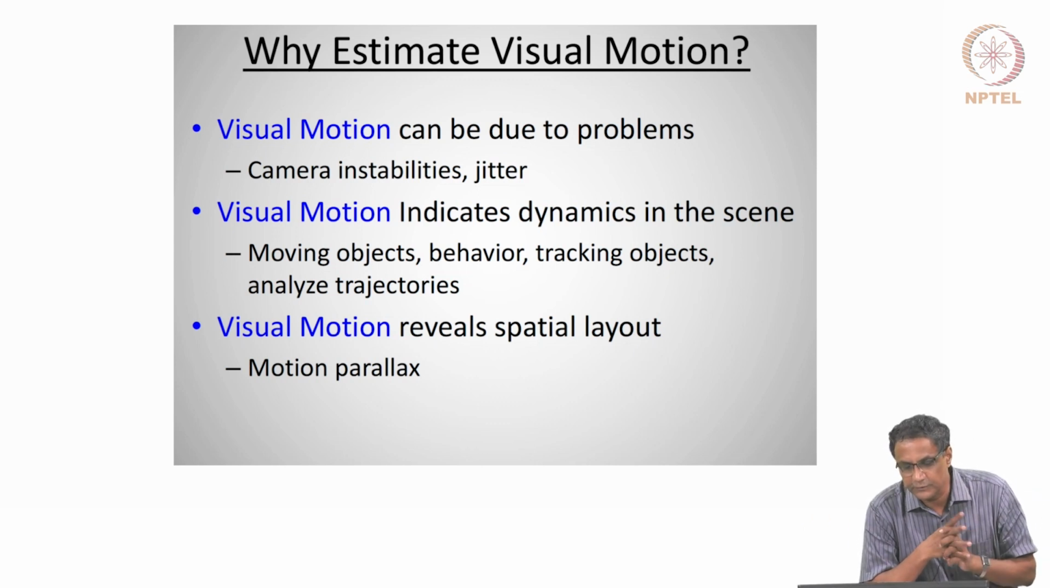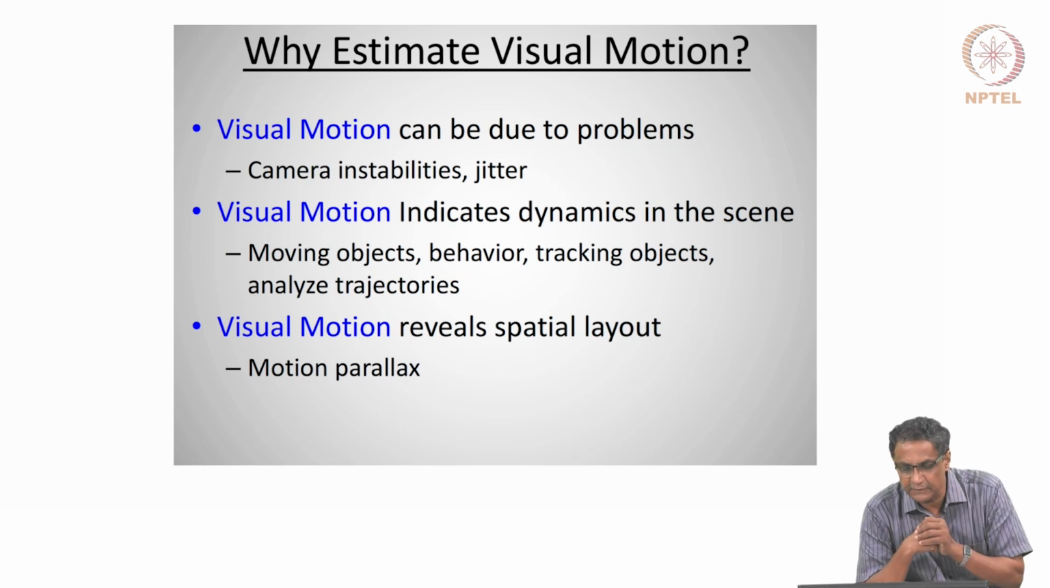So one is visual motion. When you see visual motion, it can be due to various reasons. It can be camera instability, it can even be camera motion for that matter, a jitter or whatever. This causes visual motion. And it could also be because some object is moving there. What we have here is not the whole set of things that can cover.